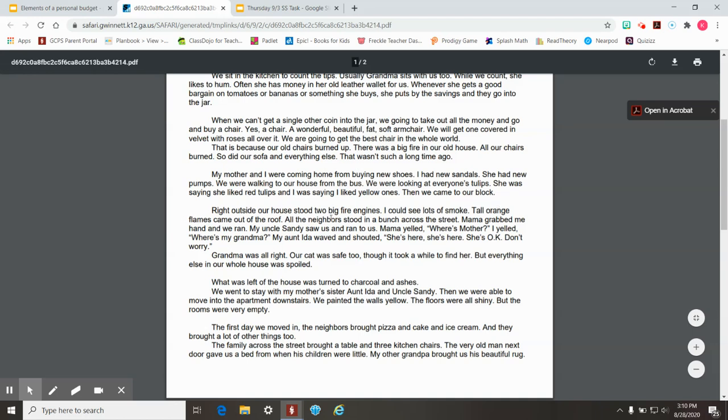Right outside our house stood two big fire engines. I could see lots of smoke. Tall orange flames came out of the roof. All the neighbors stood in a bunch across the street. Mama grabbed my hand and we ran. My Uncle Sandy saw us and ran to us. Mama yelled, "Where's Mother?" I yelled, "Where's my grandma?" My Aunt Ida waved and shouted, "She's here, she's okay. Don't worry." Grandma was all right. Our cat was safe too, though it took a while to find her. But everything else in our whole house was spoiled.